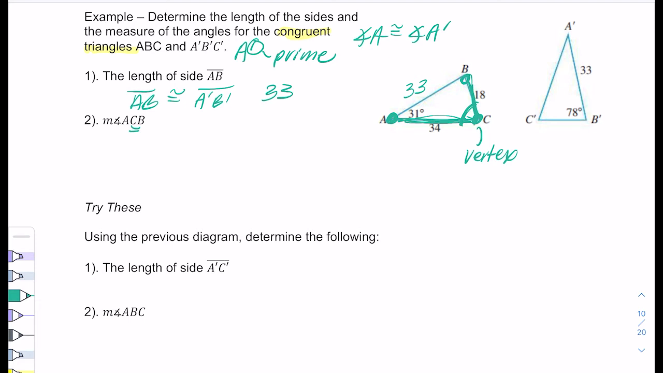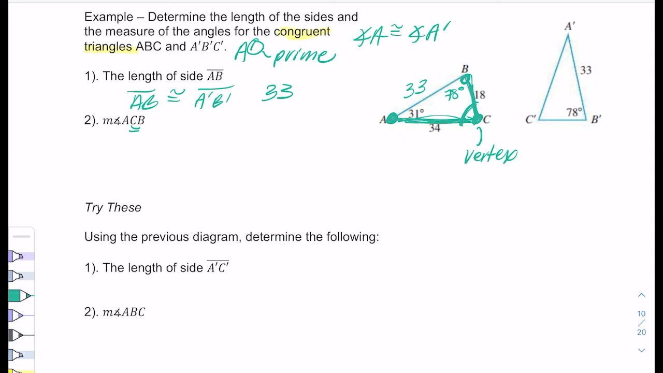So I have to work backwards here. I don't have enough information, and I can't get it from the other triangle because they don't tell me what C prime is. So how do you think you could work backwards to figure out what C is? Remember that if you know there's 180 degrees in a triangle, you can figure it out. So they do give us enough information. They tell us that B prime is 78 degrees, so that means that B is also 78.